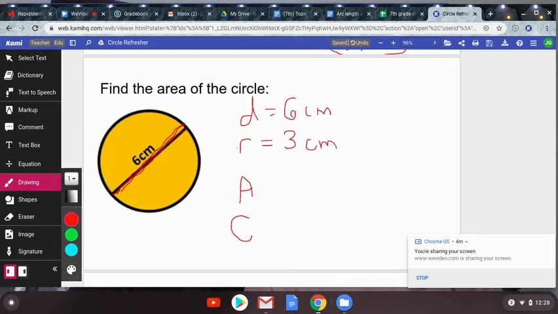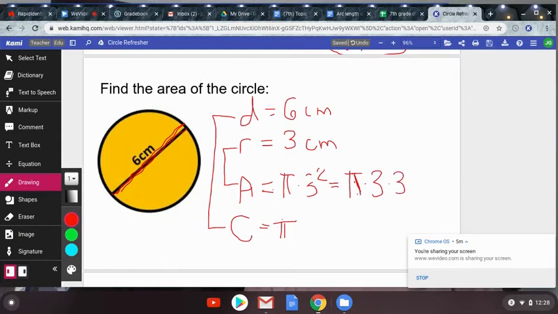Now, I always do this. I draw my brackets. The radius goes with the area. The diameter goes with the circumference. So I remember which one goes with which. And both of the formulas start with pi. Okay, so the area is pi r squared. So pi times 3 squared. Another way of saying that is pi times 3 times 3.